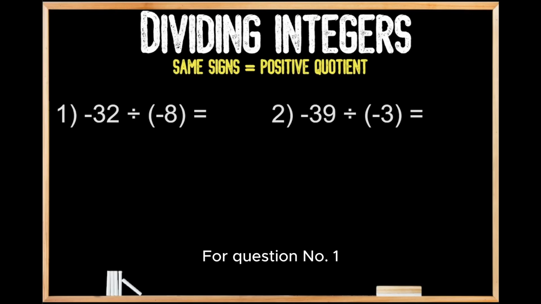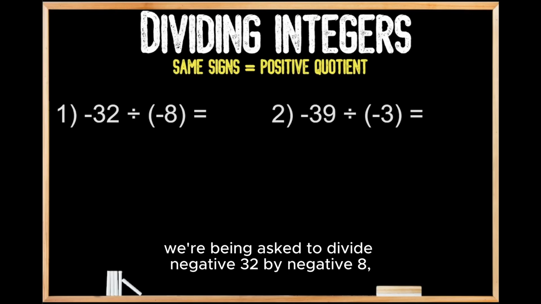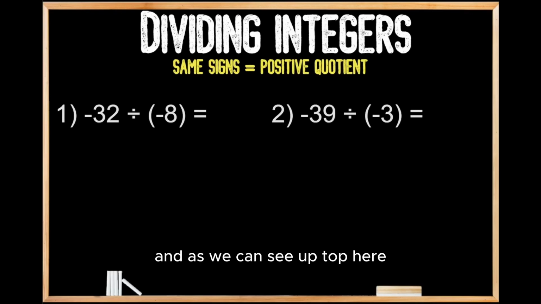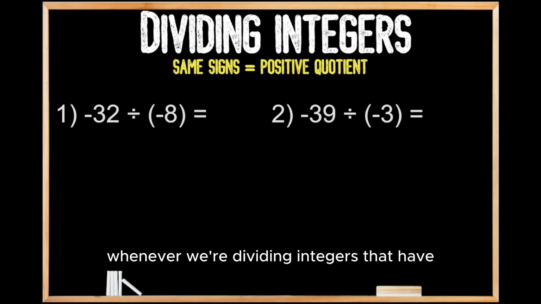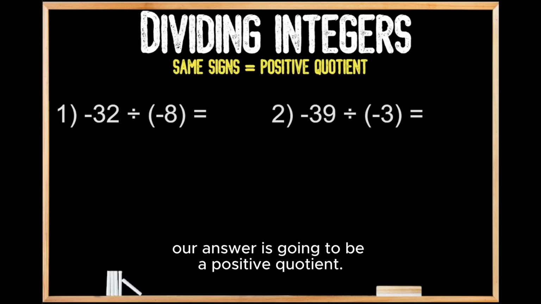For question number 1, we're being asked to divide negative 32 by negative 8. And as we can see up top here highlighted in yellow, whenever we're dividing integers that have the same signs, our answer is going to be a positive quotient.